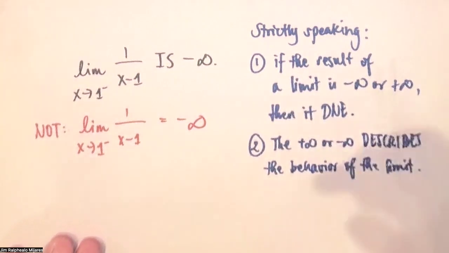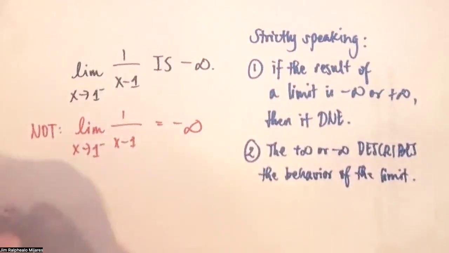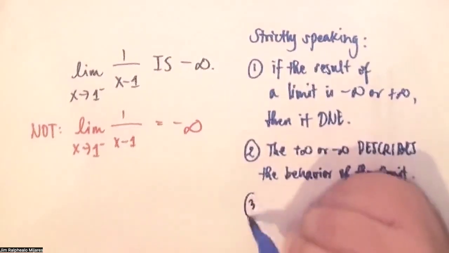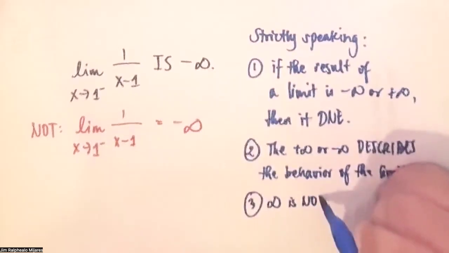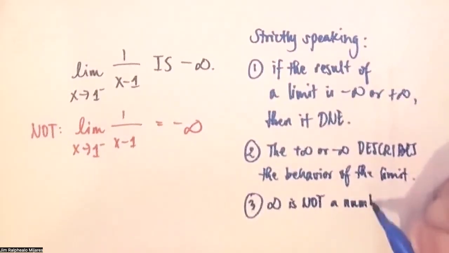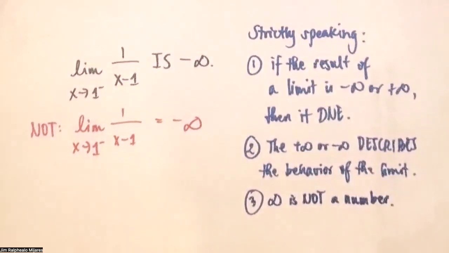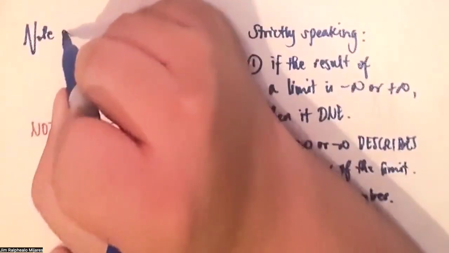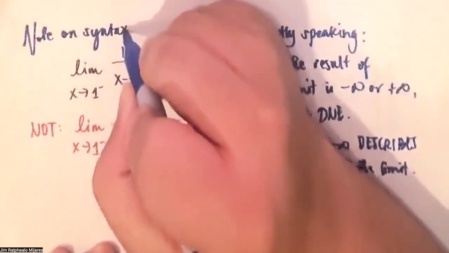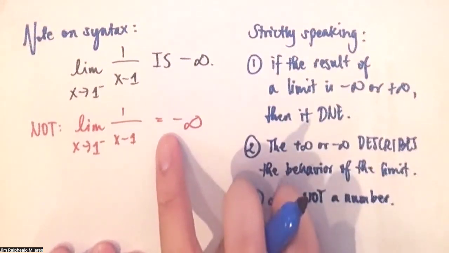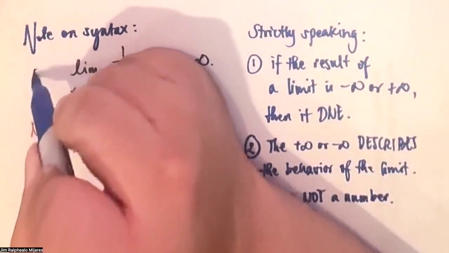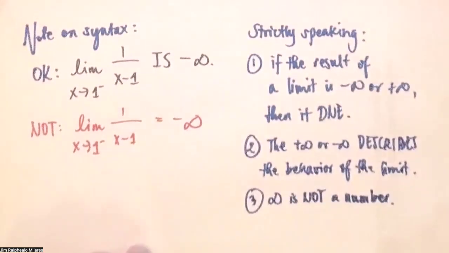And another thing is, third, infinity is not a number. It is a concept of something that is immeasurably large. So, just as a note on syntax, write this and not this. This is correct. This is okay. This is not okay.